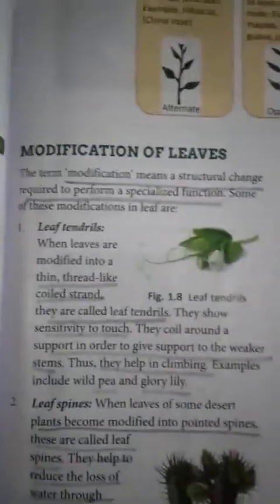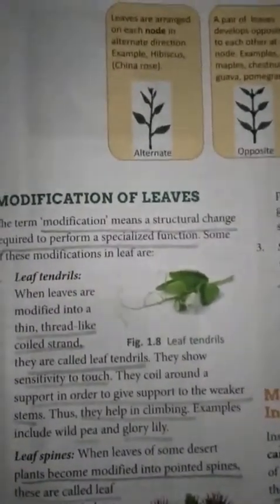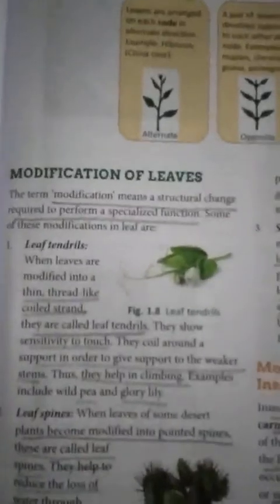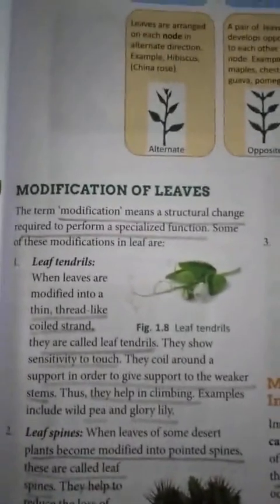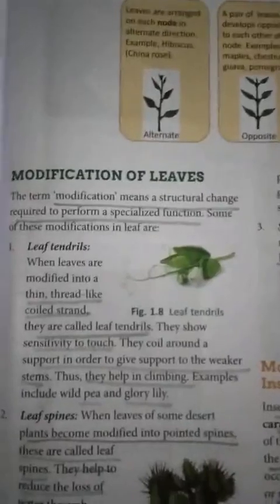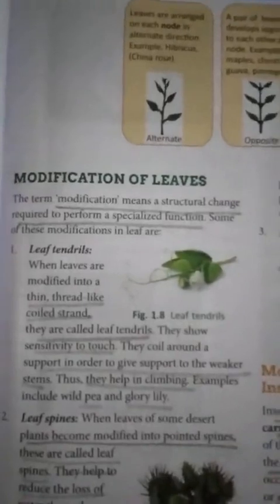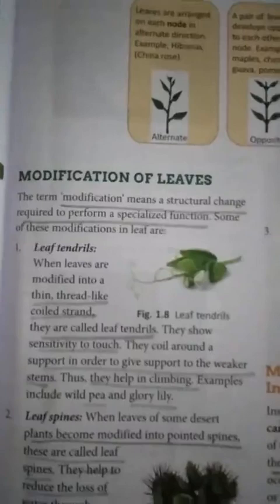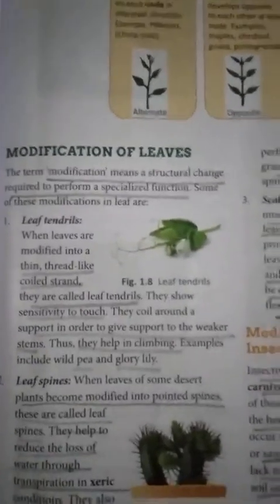Now, modifications of the plants. The word modification itself means change. So what kind of change? Structural change. It means change in the structure of the leaves. Sometimes plants have to adapt to the nearby environment in order to survive there, and for this reason the plant makes certain changes in its structures. These changes are known as the modification of the leaves.